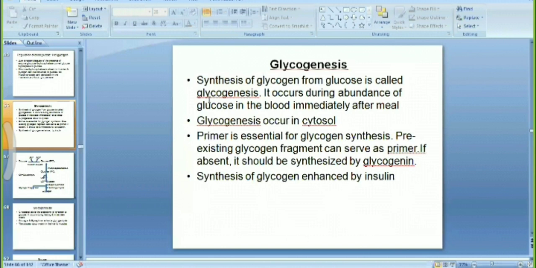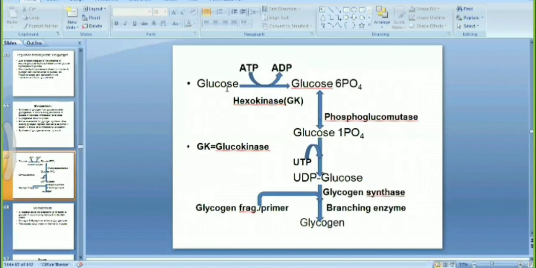This is the outline of glycogen synthesis. You see, glucose is converted to glucose 6-phosphate. The same reaction that happens in glycolysis. The enzyme is mostly glucokinase, also hexokinase. ATP is converted to ADP. That means there is expenditure of energy.